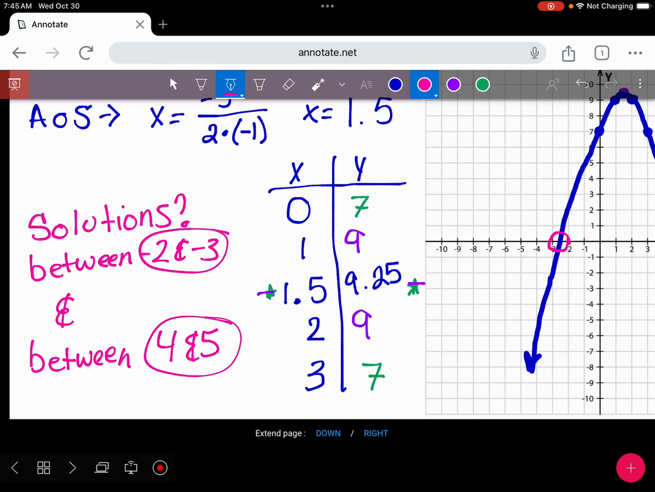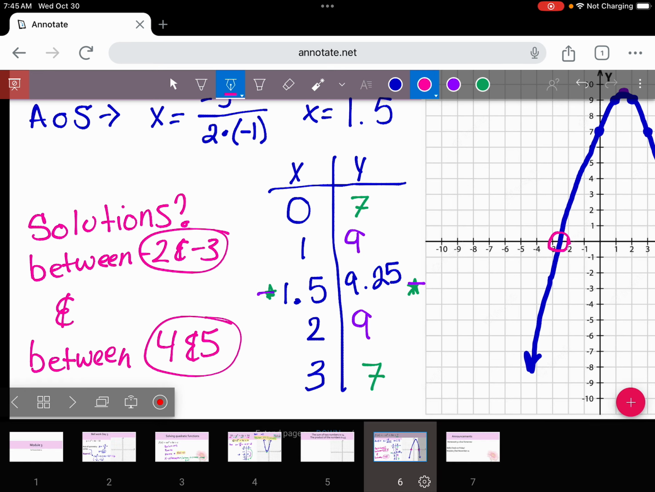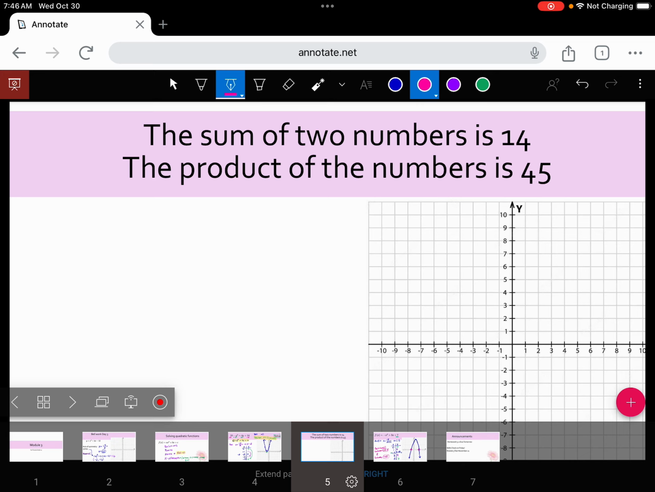All right, we're going to do one more. It has a grosser start but a cleaner answer. I just shifted them around, because this one has a really gross answer, but it's a cleaner start. So our last one we're going to do today is kind of a story problem. I know, it's confusing. We've got the sum of two numbers is 14, and the product of those numbers is 45.